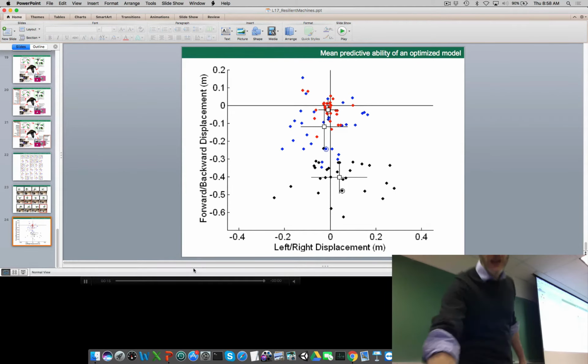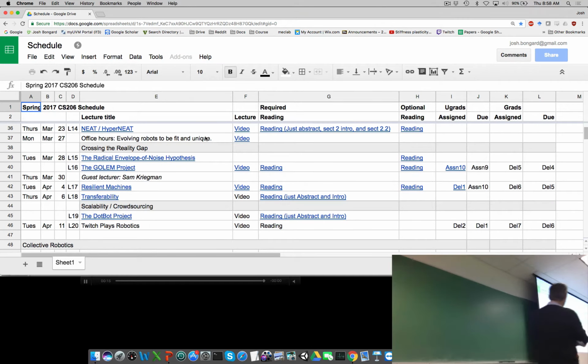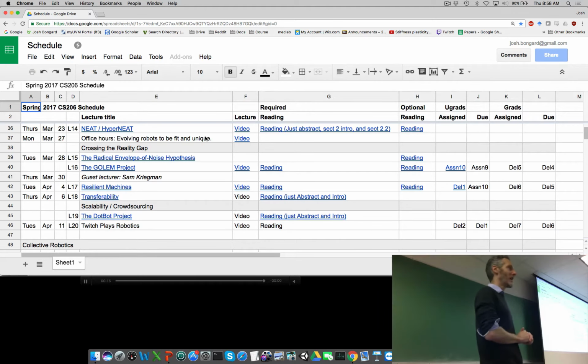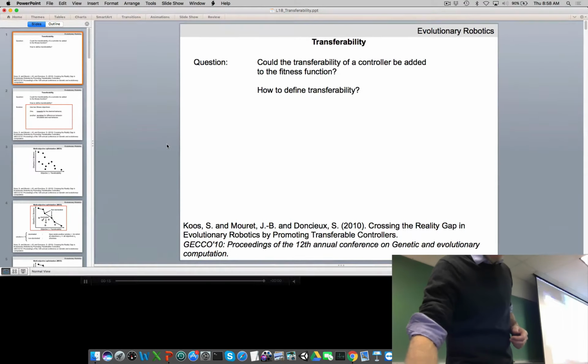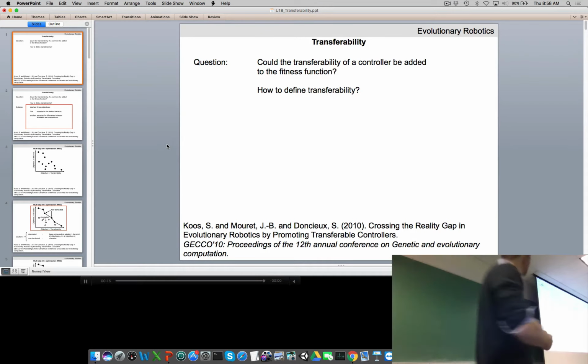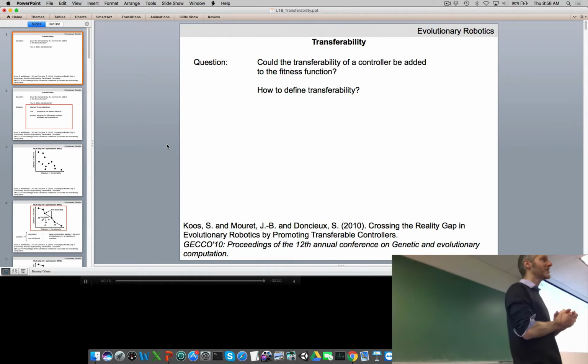Okay, so let's move on to the fourth and final attempt, or the fourth and final so far attempt to solve the reality gap problem called the Transferability Project. This was a work that was published in 2010, and the way we're going to do lecture 18 here and the way the paper is structured is back and forth between questions and answers.